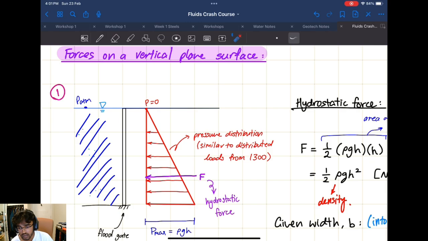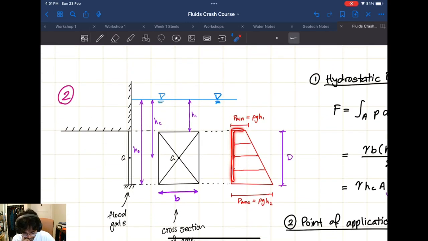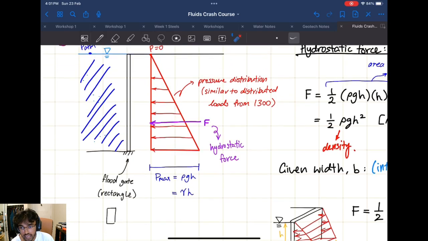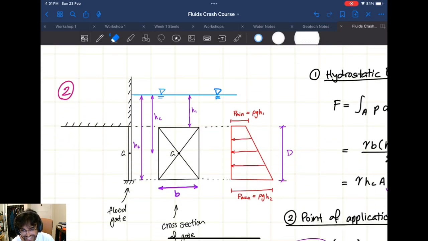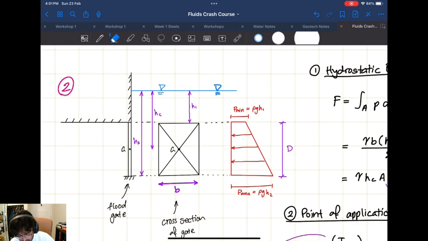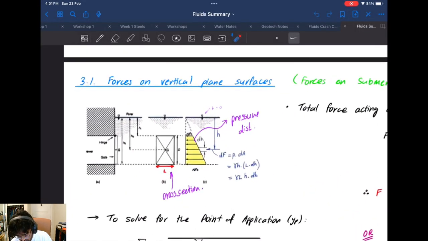Alright. Scenario 2 is when you have like a trapezium distribution. The reason for this is because the gate doesn't extend the entire way up to the surface. So in this case, the gate does extend the entire way up to the surface. In this case, it doesn't. Right? So again, this might look a bit terrifying to look at, right? But this is how they give it to you in the exams. So this is what it looks like.